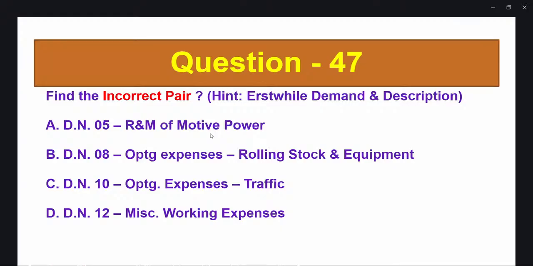Four to seven come under repairs and maintenance, sir. 4 is permanent way. 5 is motive power. 6 is carriage and wagon. 7 is plant and equipment. Very good. Then operating expenses 8 to 10. 8 is rolling stock and equipment. 9 is traffic. 10 is fuel. Very good. Then 11 to 13 come under staff welfare, retirement benefits, and miscellaneous. 11 is staff welfare and amenities. 12 is miscellaneous working expenses. And 13 is provident fund, pension, and other retirement benefits.